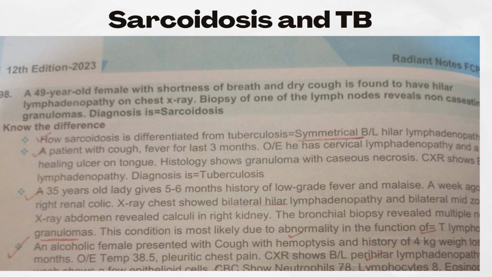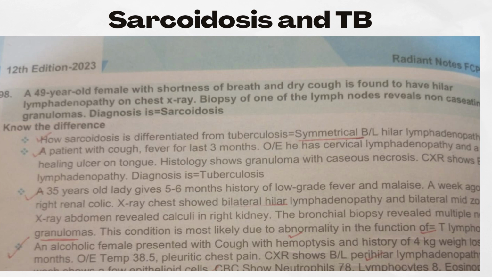A patient has cough and fever for the last 3 months. He also has cervical lymphadenopathy and a non-healing ulcer on the tongue. Pathology shows granuloma with caseous necrosis, and the diagnosis is going to be TB. Then there is another long scenario in which it's mentioned it has non-caseating granuloma. The condition is most likely due to abnormality in the function of T lymphocytes, that is sarcoidosis.